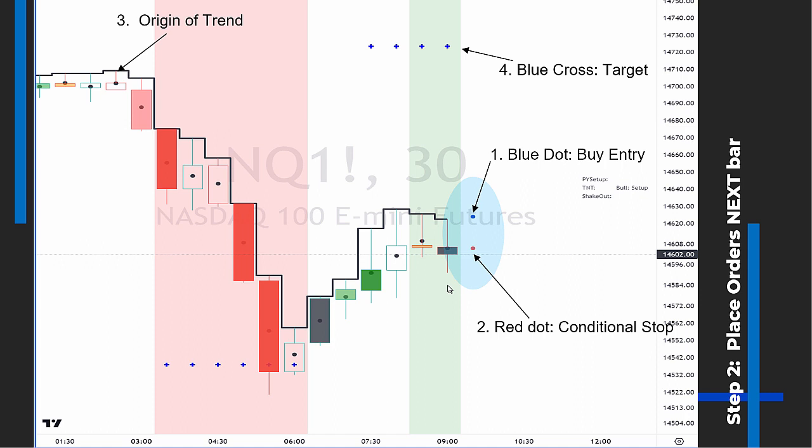Step 2 is now to place the orders. So we're going to place a buy order at the blue dot, which is right there. We're going to put a sell conditional stop order at the red dot, which is right there. Now, remember, we have two different types of target. There's one target there, and now you have to find the origin of the original trend.